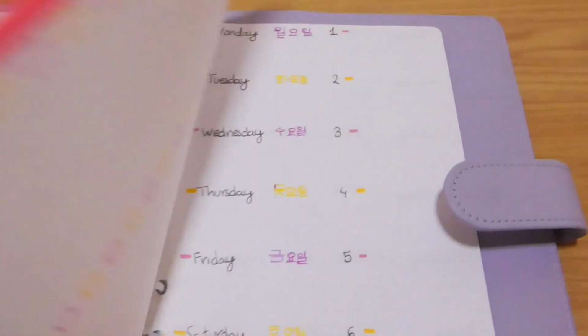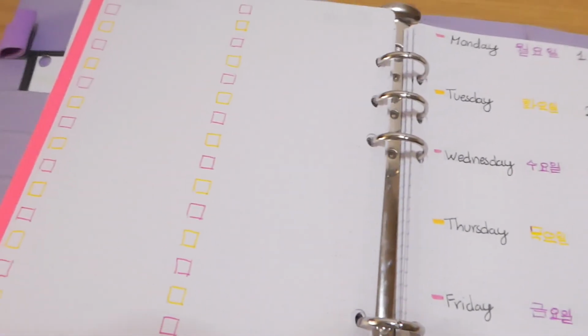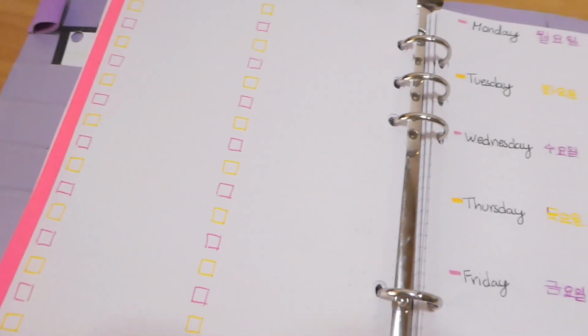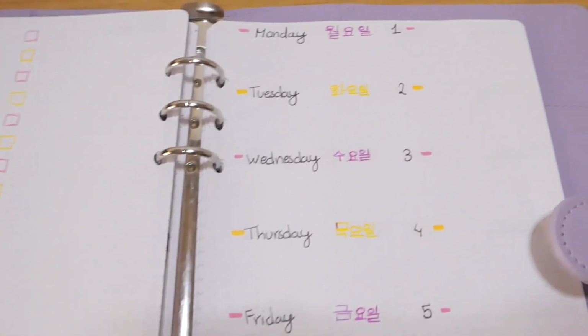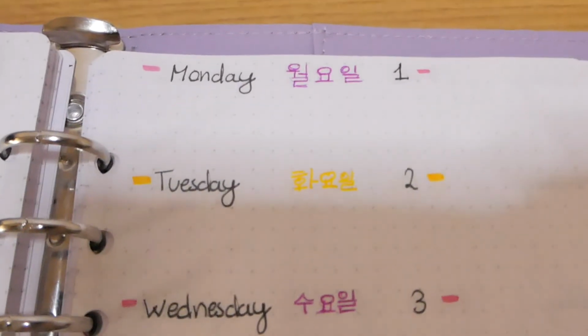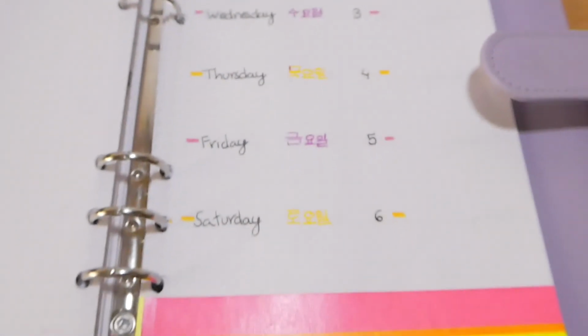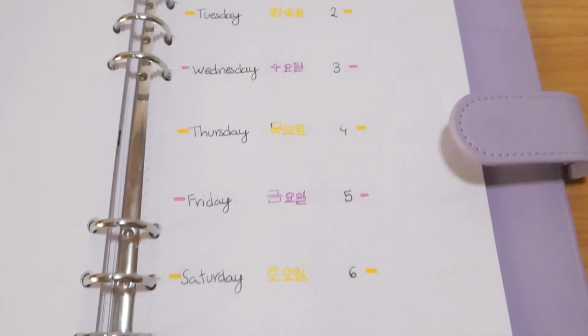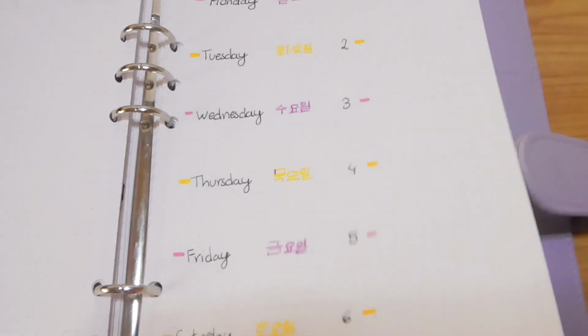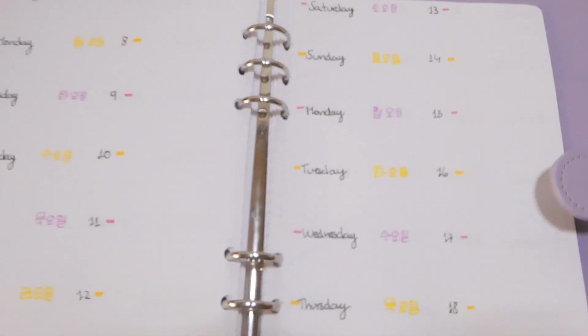Here we have the endless to-do list. Let's see how much I can fill that out. And then finally my daily spreads. As I said before, they're quite small. I don't need anything more than that realistically, so it's been working out just fine.